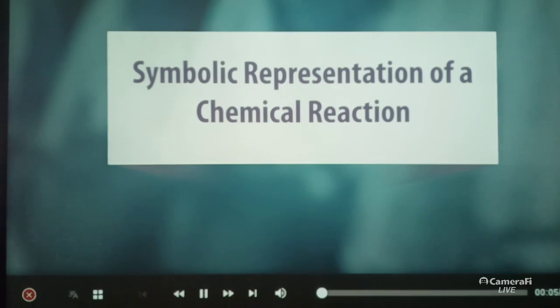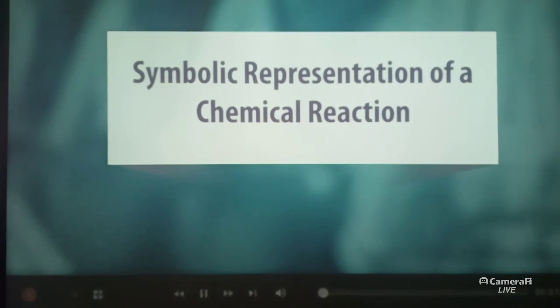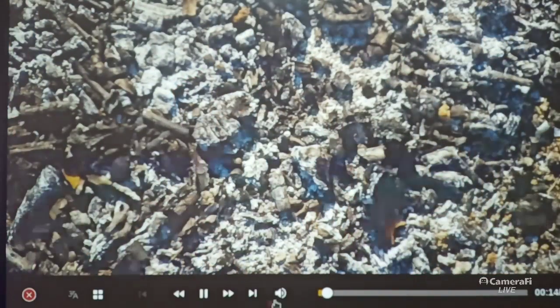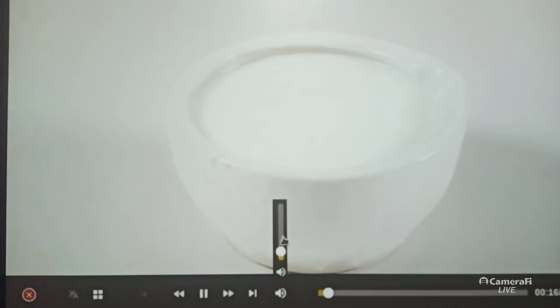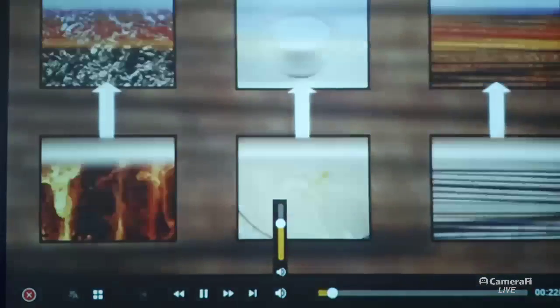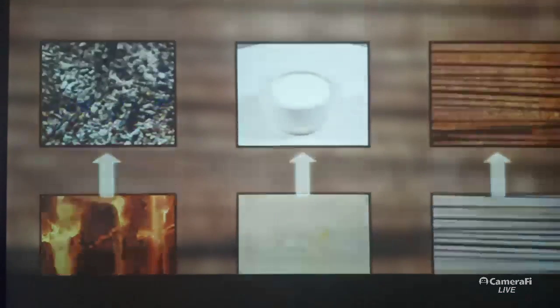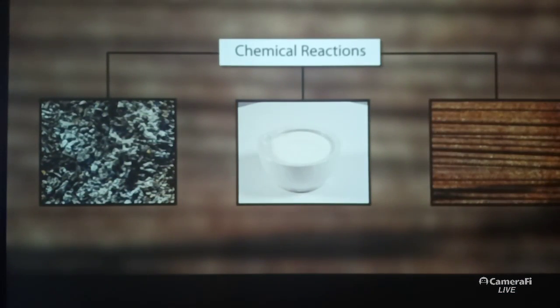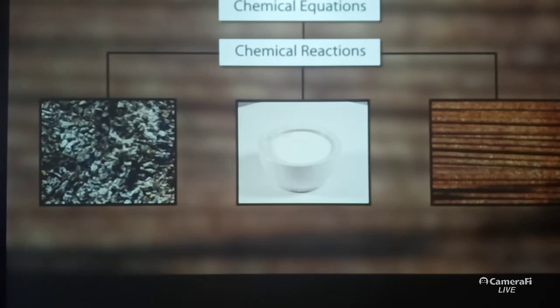Symbolic representation of a chemical reaction. We observe when coal is burned, it changes to ash. Milk changes to curd when exposed to moisture. These changes are a result of chemical reactions. These changes are represented through chemical equations.